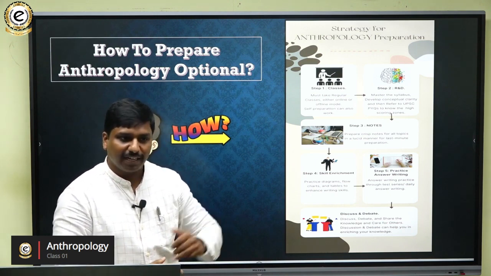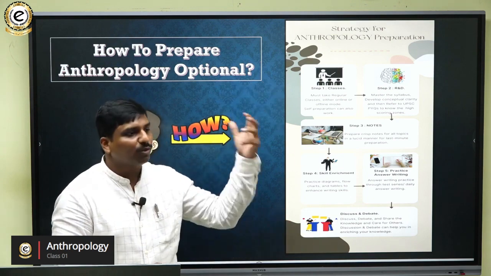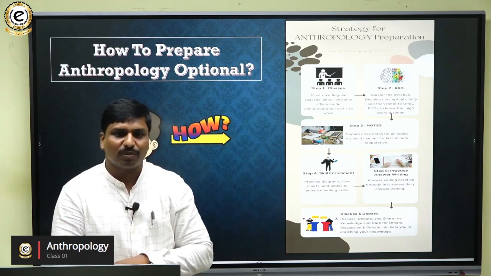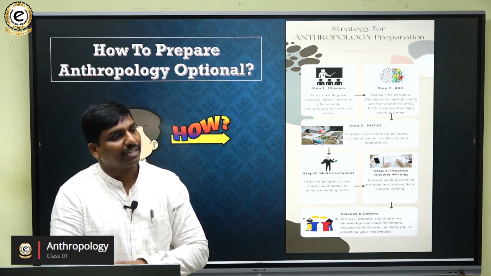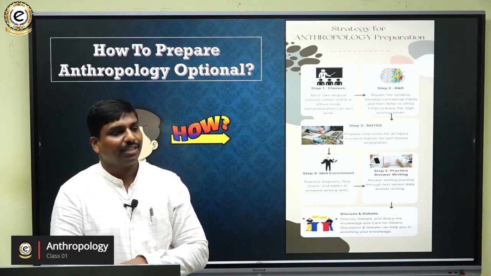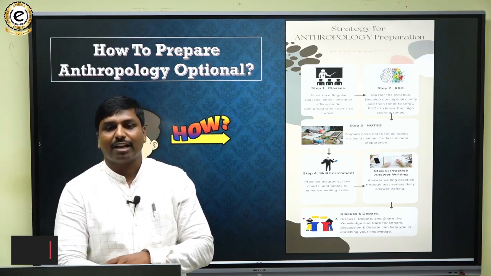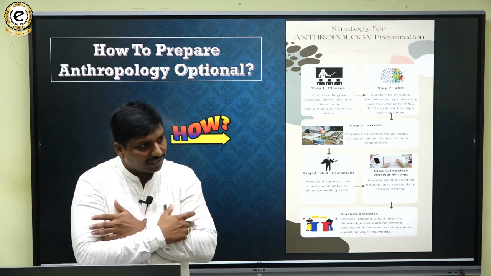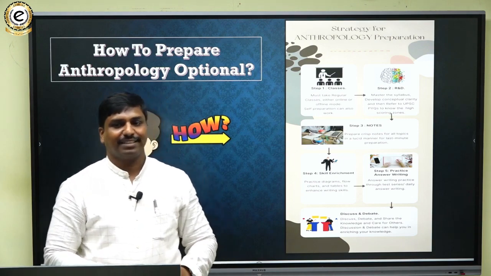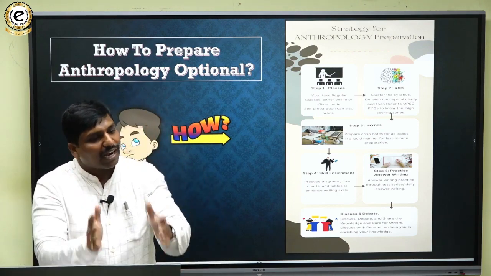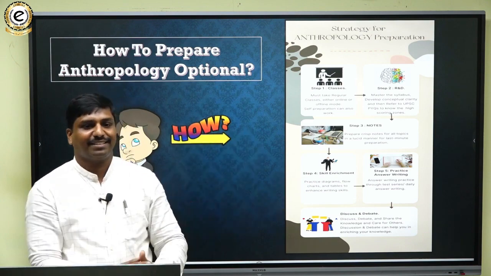Then how to read. How to read means we have a sequence. We will go through the sequence, and after the class, you will get that orientation. Then how much to read. Generally, this is very, very important with reference to optional. Usually students feel that optional means we have to have PhD kind of knowledge. No, it's a myth. Optional is also just another paper in UPSC, right?